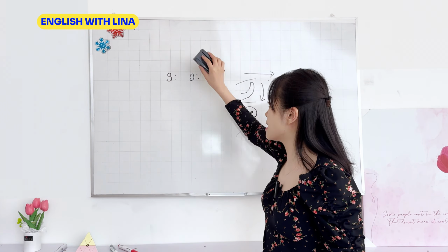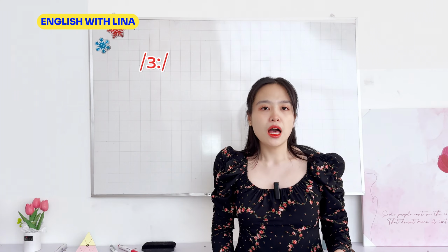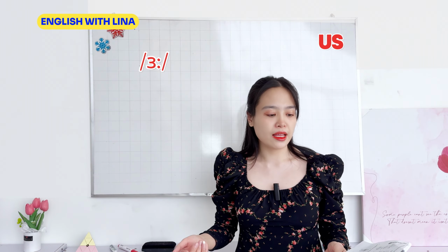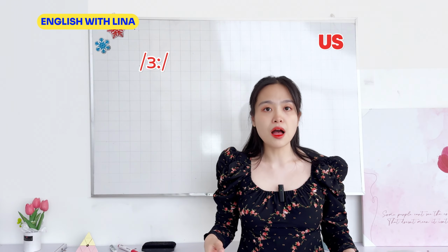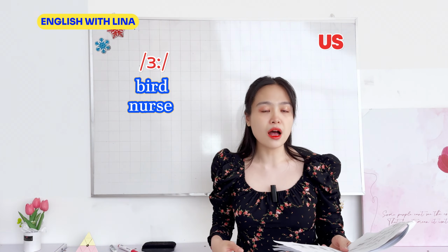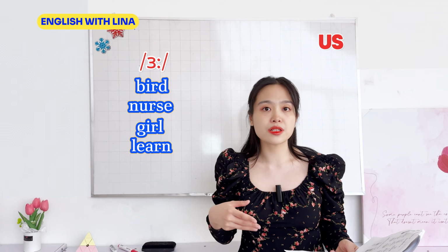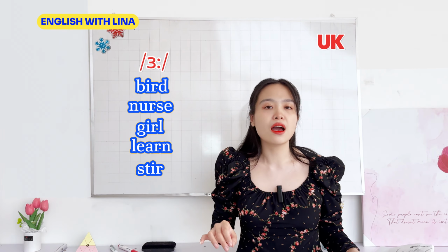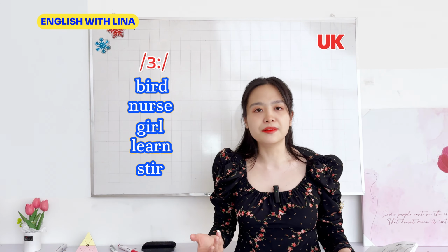So with the long sound, we'll have basically two ways of pronouncing it. All right. So first, I will pronounce it more of an American way, like bird, nurse, girl, learn, stir. All right. And the British way would be lighter. So it's like bird, nurse, girl, learn, stir. Okay, so it's much lighter.